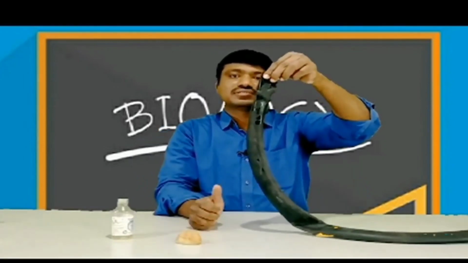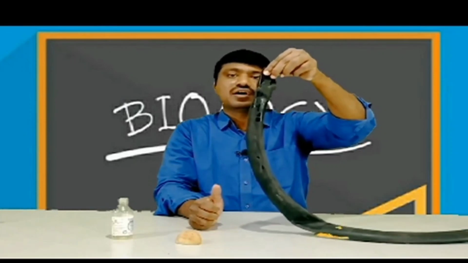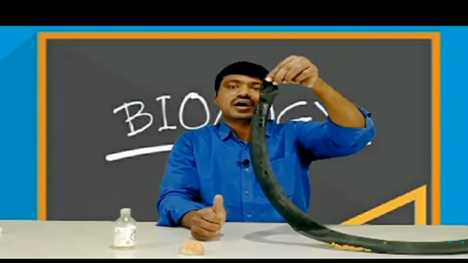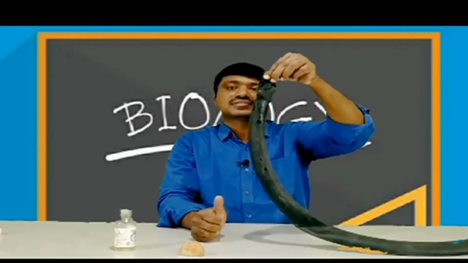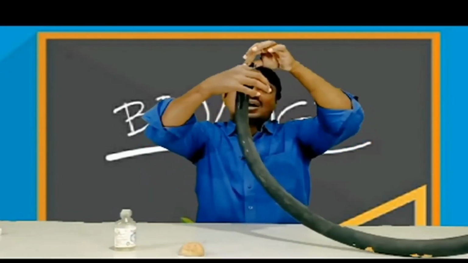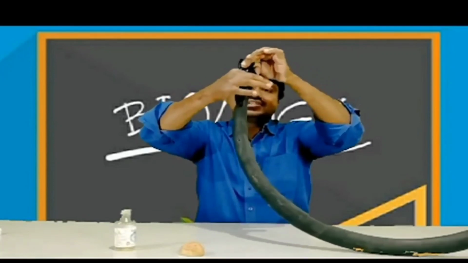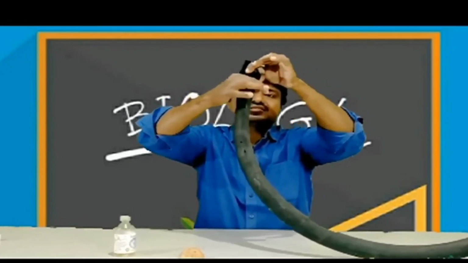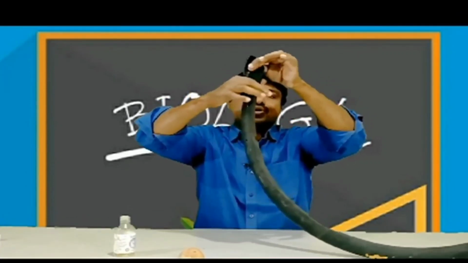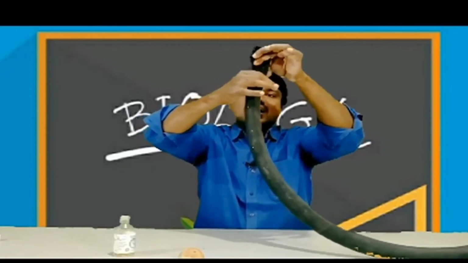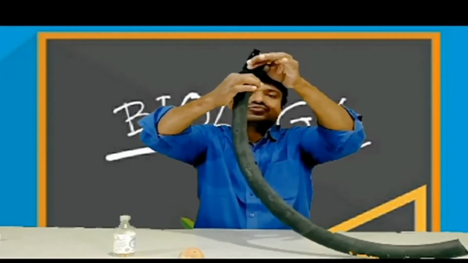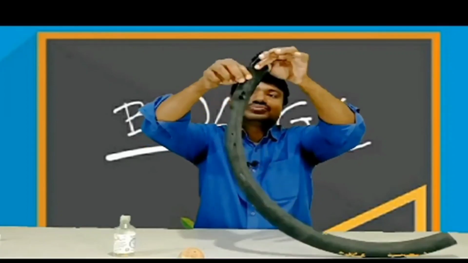Now students, observe carefully how the passage of the potato occurs inside this cycle tube. I am squeezing the cycle tube such that the potato is moving along the walls of the cycle tube.